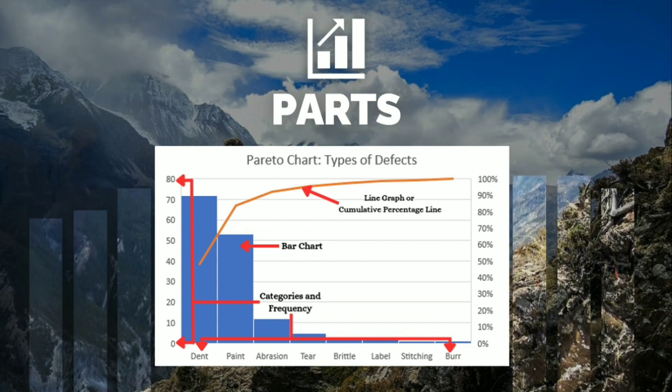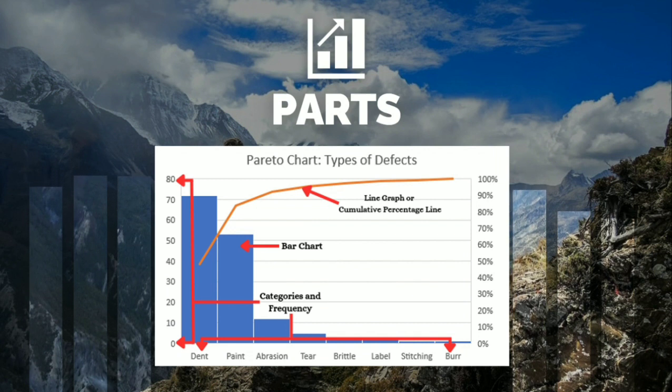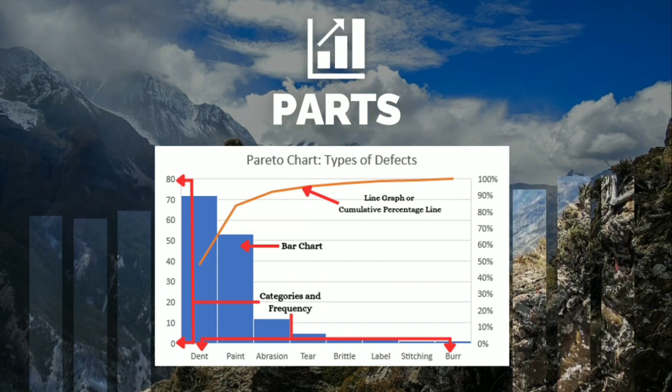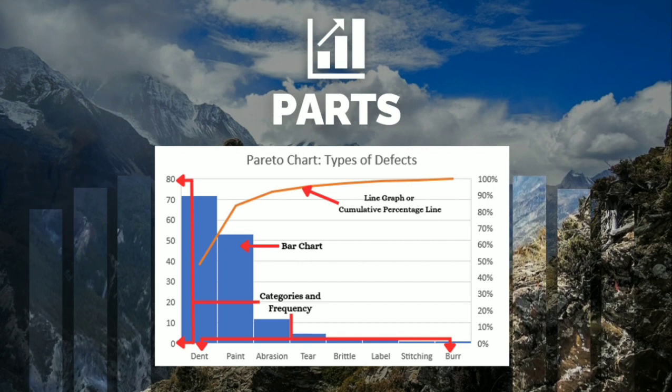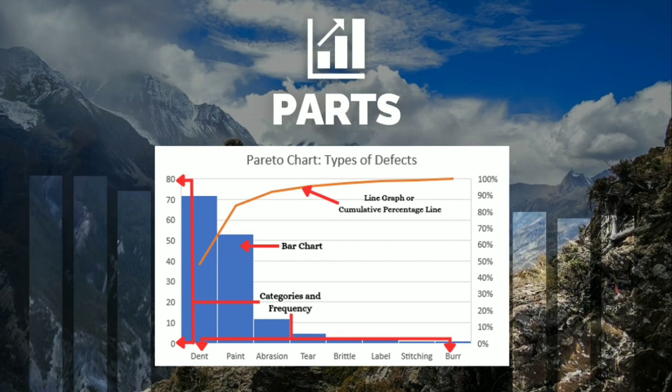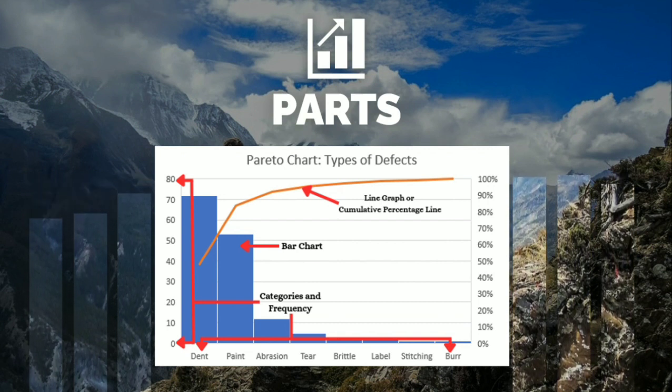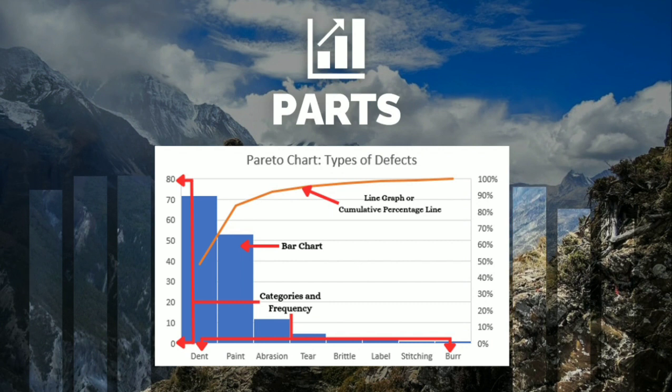Bar chart. The chart consists of vertical bars that represent individual categories or factors contributing to a problem. The bars are arranged in descending order from left to right with the tallest bar on the left side.